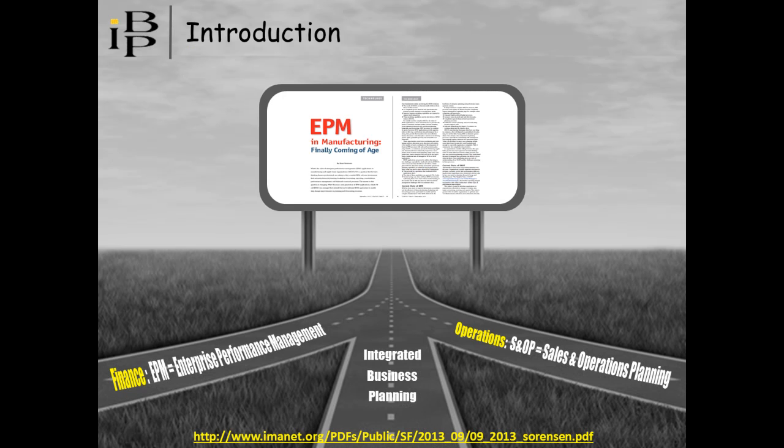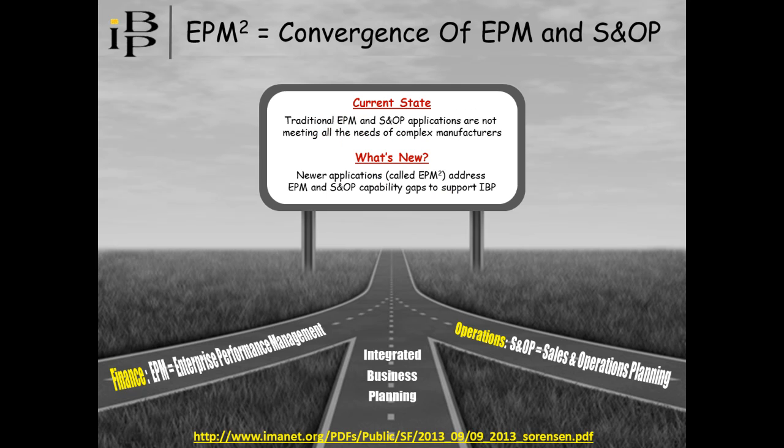This presentation builds on an article which appeared in Strategic Finance magazine called EPM in Manufacturing. A picture of the article is provided on the screen, together with a link to it on the bottom of the screen. The key innovation addressed in both the article and this presentation are applications which we call EPM2 that are driving the convergence between enterprise performance management and sales and operations planning to support integrated business planning.